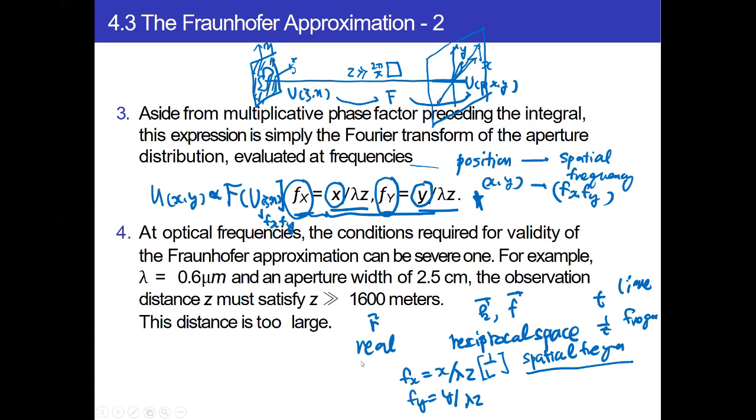Okay, and then what we are going to do next is that the argument at optical frequencies, the condition required for the validity of the Fraunhofer approximation can be a severe one. For example, if the wavelength is 0.6 micrometers in the red and the aperture width is 2.5 centimeters, the observation distance z must be longer than 1.6 kilometers.